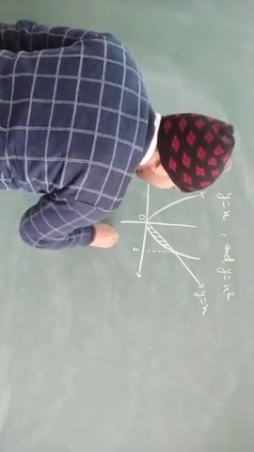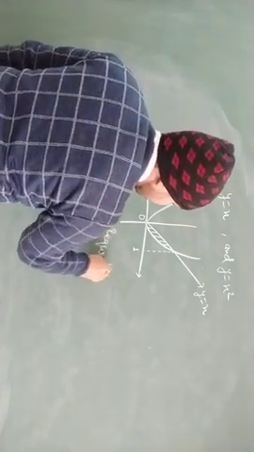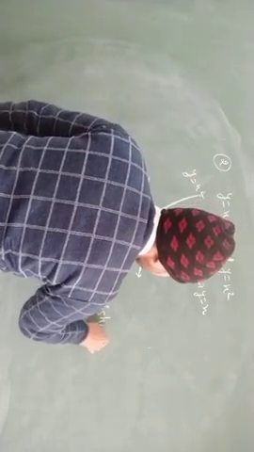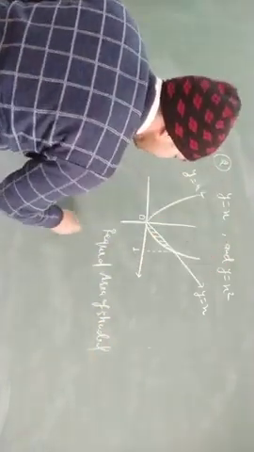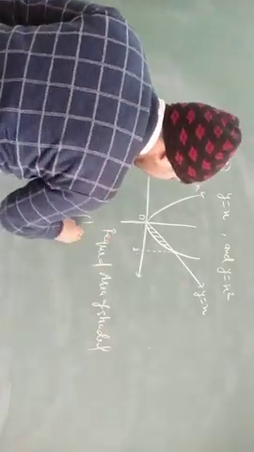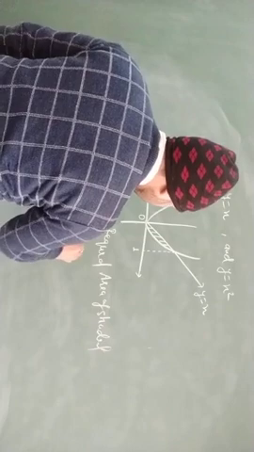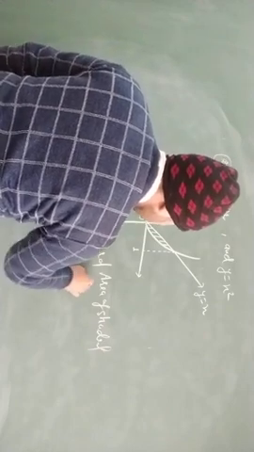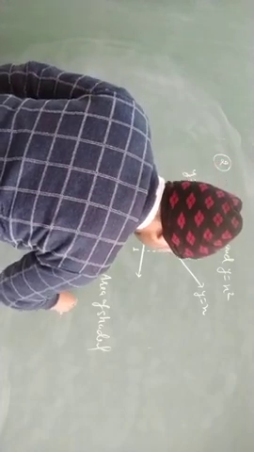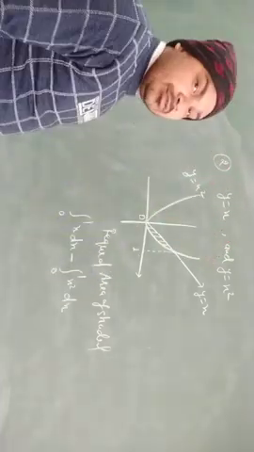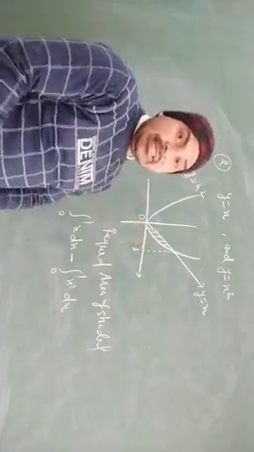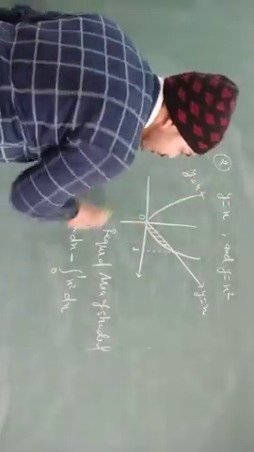How can we find the required area of the shaded region? The required area of the shaded region will be given by the formula: integration over 0 to 1 of x dx minus integration over 0 to 1 of x square dx. And after solving this, we get the final result. We get the numerical value of the shaded region. So moving towards the next question.